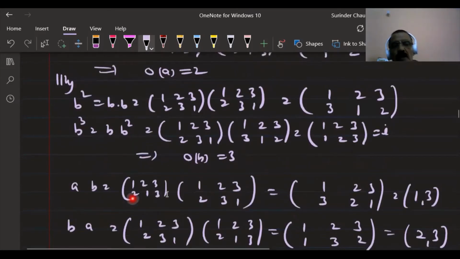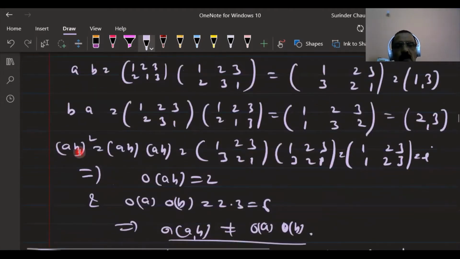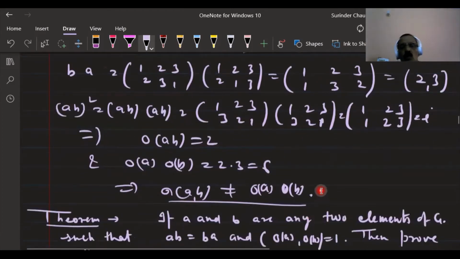AB is equal to (1 2 3), and AB square is equal to AB into AB. So the order of AB is 2. The order of A is 2 and the order of B is 3, so the product is 6, but the order of AB is 2. So the order of AB is not always equal to the product of the orders.